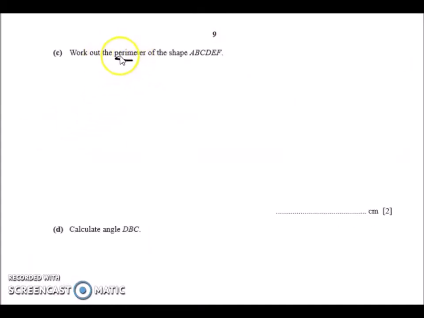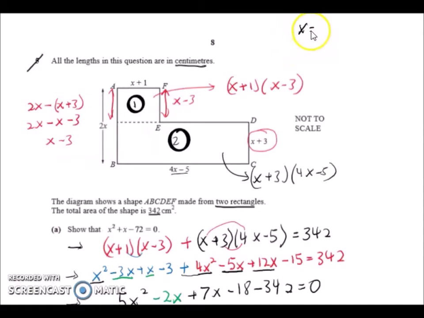Okay, work out the perimeter of the shape. Okay, so far we have obtained x is 8 or x is negative 9. So we have to look which value of x is suitable for the measurement. Okay, now we go back to the question. Okay, so I repeat here, x is 8 and x is negative 9. So when you look at the measurement here, we just have to take 1 as an example. Here the measurement says x plus 1. Okay, x plus 1. So the most logical case is x is equals to 8.